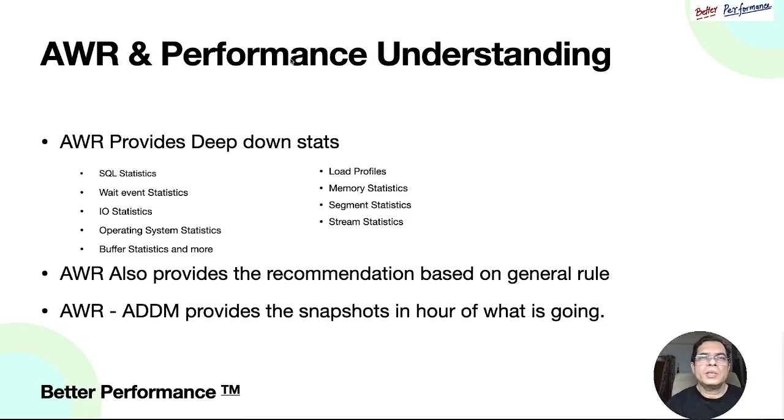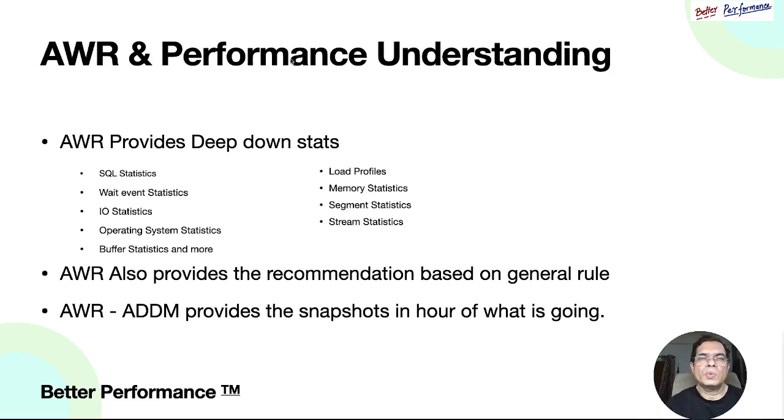Let us understand in detail what AWR is and how it works. AWR collects all the different statistics like SQL statistics, load profiles, memory profiles, wait events, IO profiles, IO stats, segment stats, stream stats, operating system stats, and also buffer stats. Once it collects all these stats, it creates a snapshot every hour. These are basically AWR ADDM snapshots, and we can use them.